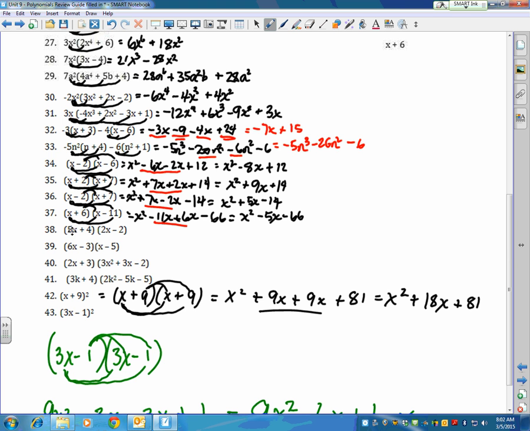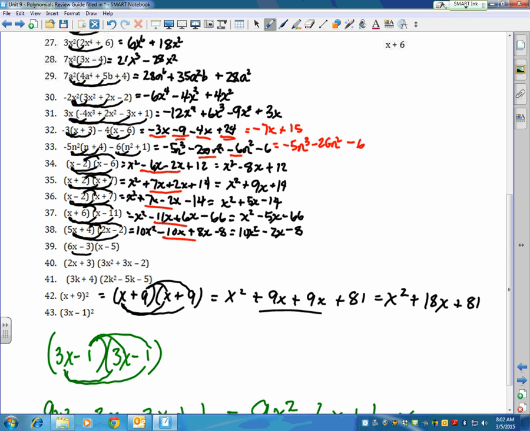Okay, now we're going to move into ones that don't start with x. I gave you a little bit tougher ones. 5x times 2x is 10x squared. Nothing that you're not used to though. 5x times negative 2 is negative 10x. 4 times 2x is 8x. And 4 times negative 2 is negative 8. Okay, again, your middle two terms will combine, and you're left with 10x squared minus 2x minus 8.